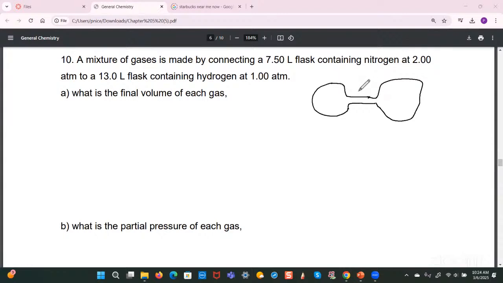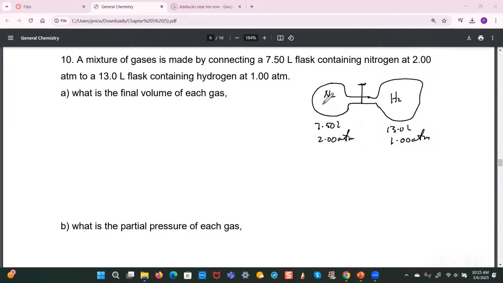Okay, and let's say we have the means by which we can separate the two flasks. So this is nitrogen, right? And according to the question, the volume here is 7.50 liters and the pressure is 2.00 atmospheres. And then for hydrogen, the next flask, the volume is 13.0 liters. And the pressure of the hydrogen is 1.00 atmospheres, all right?